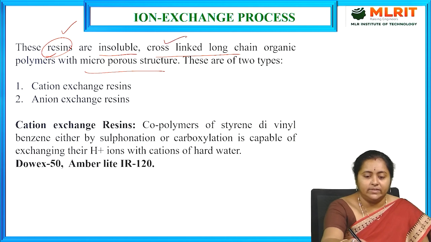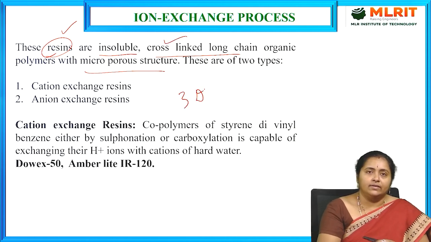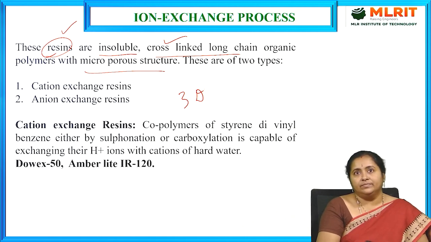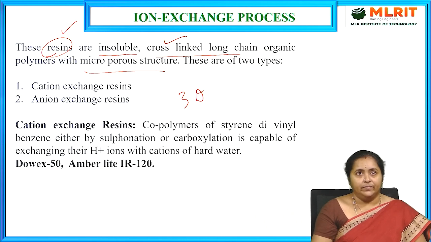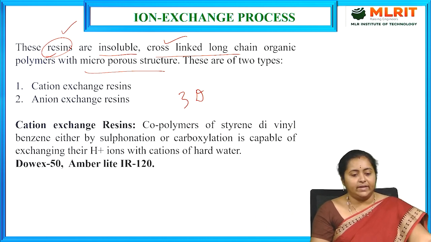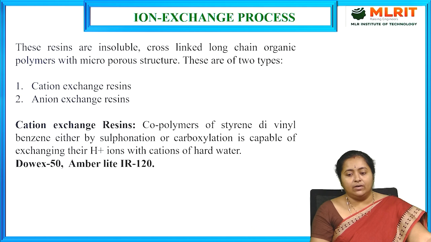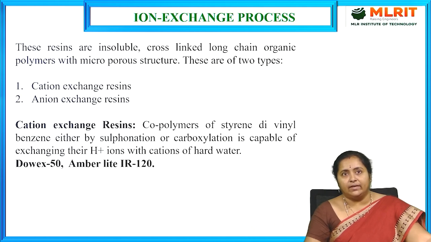Cross-linked means these have a 3D network, that means a three-dimensional network. Along the X, Y and Z axes, they have interlinking. If you notice the long chain or polymer backbone of these resin polymers, they will have a three-dimensional network. That's why resins can be defined as insoluble cross-linked long chain organic polymers which have a microporous structure.